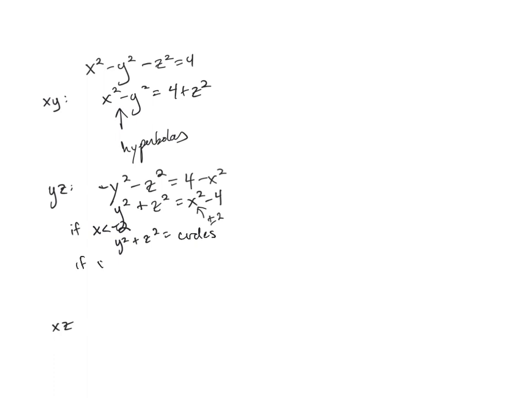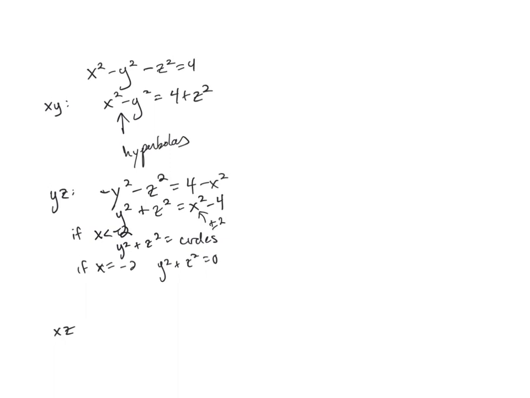If x is actually equal to negative 2, then we end up with y squared plus z squared equals 0, which is actually a point. So there's a point at negative 2, 0, 0. If x is between negative 2 and 2, then x squared minus 4 is negative. That's not going to work because y squared plus z squared can't be negative. So that's not an option.